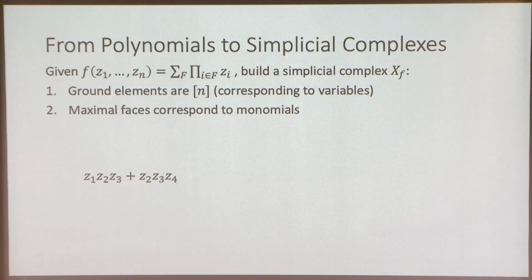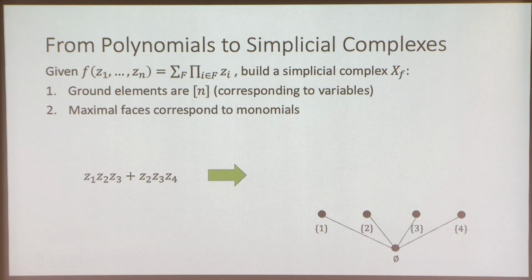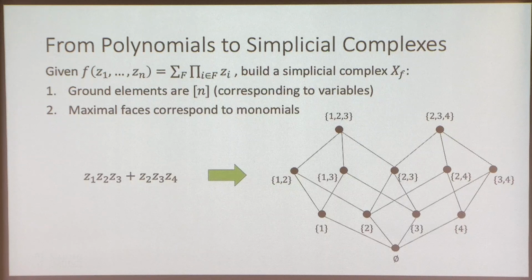And you can also go the other way. So if you have a polynomial, you can build the simplicial complex in the same way. Each variable corresponds to an element of your ground set. Each monomial corresponds to a maximal face of your simplicial complex. So for example, here we have just this polynomial. You get a vertex of your simplicial complex for each variable. You get a maximal face for each monomial, and then you just take downwards closure and you get everything in between.